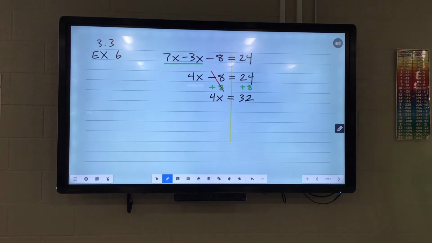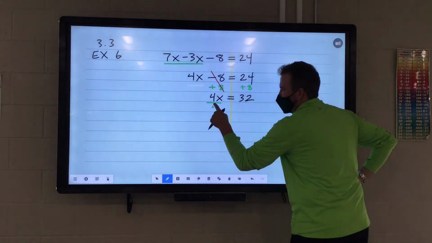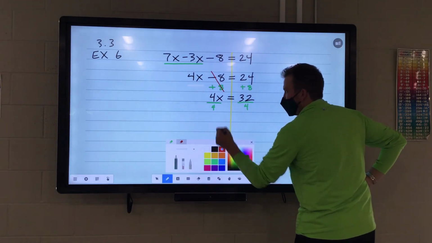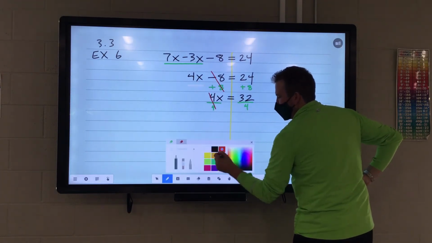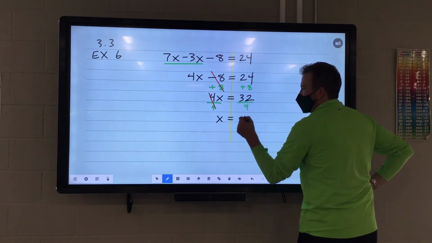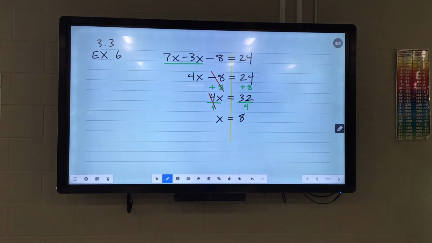Now we look at x, and it is not alone because we are multiplying it by 4. So we do the opposite of multiplying by 4. We divide by 4, leaving me with just an x on the left side, which is our goal, is equal to 32 divided by 4 is 8. Sometimes we need to simplify one side before we can start solving.